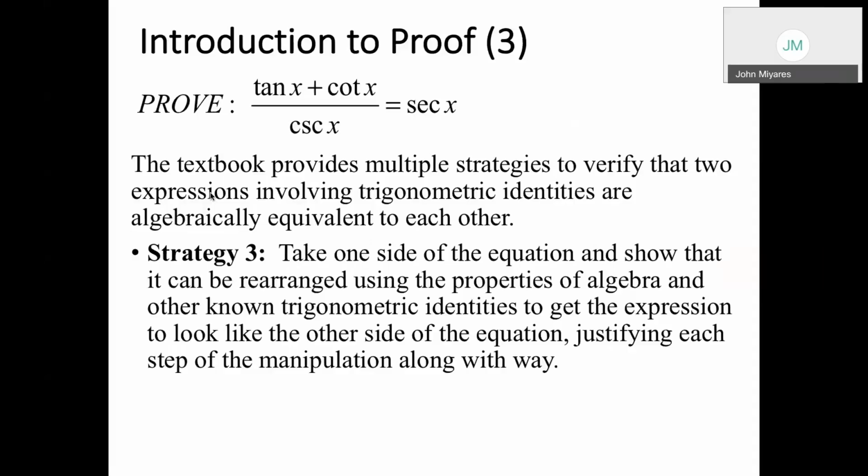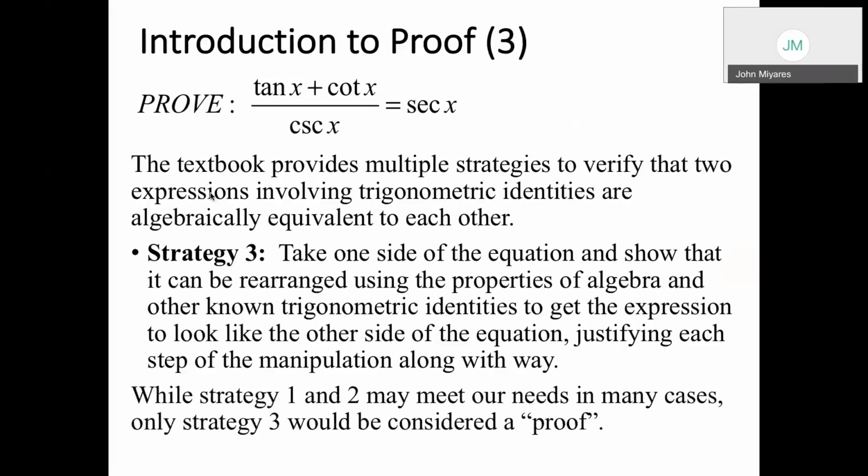In our third strategy, which is what I'm going to advocate for here, you're going to be taking one side of the equation and show that it can be rearranged using the properties of algebra and the other known trigonometric identities to get the expression to look like the other side of the equation, justifying each step of the manipulation along the way. So this is the direction that I want us to focus on. While strategy 1 and 2 may meet our needs in many cases, only strategy number 3 would be considered a formal proof.